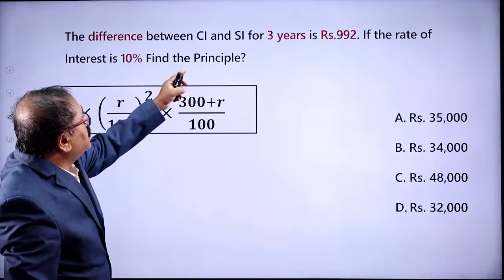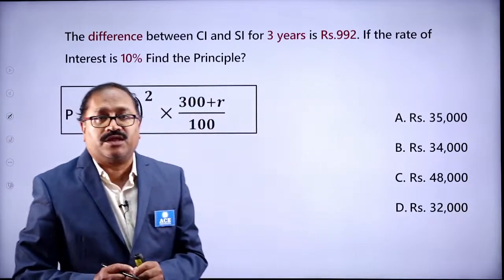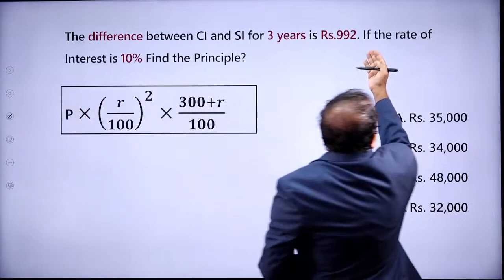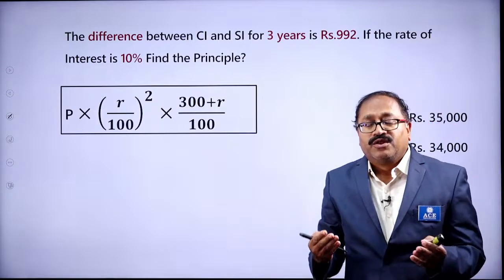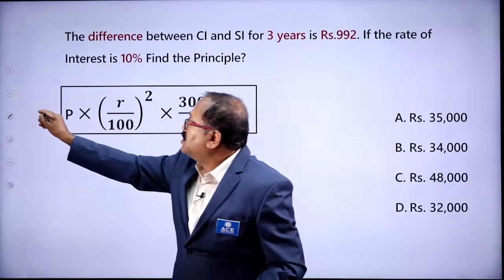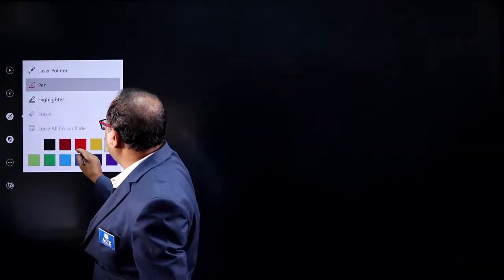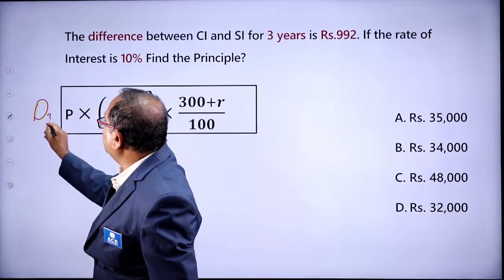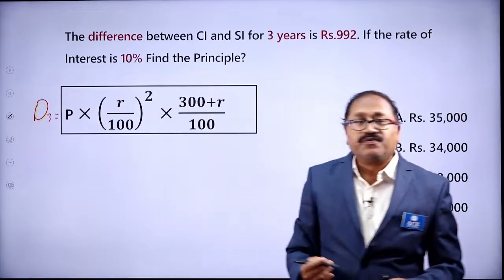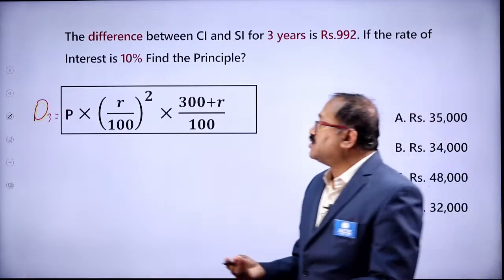The difference between the simple interest and compound interest for 3 years is equal to 992. The question is, if the rate of interest is 10%, find the principal. Now the difference D is given to us, the difference for 3 years, and you are asked to find out what is P. So same thing, replace the values in the formula.